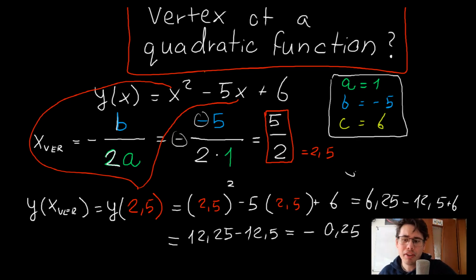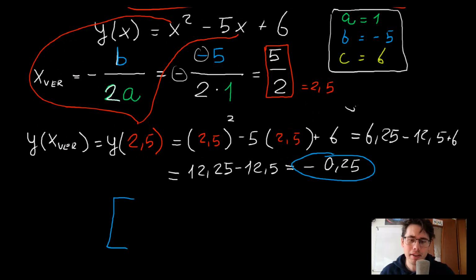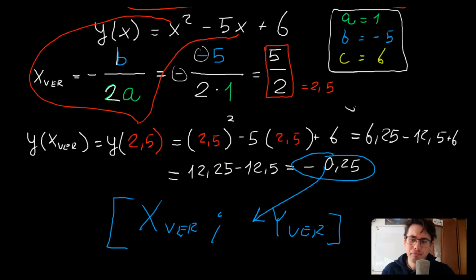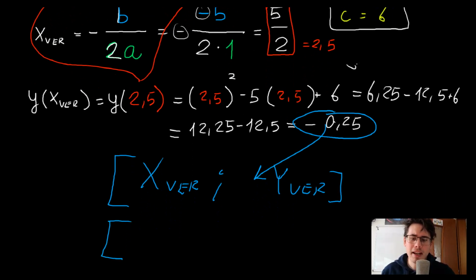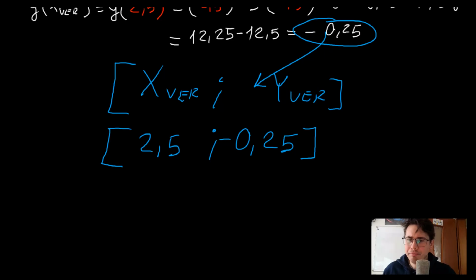So where is the vertex? This is the y value. Our vertex is located at the coordinates of the x vertex, which we just calculated, and the y vertex, which goes right here. So plugging in our numbers, our vertex is at 2.5, if I'm not going with fractions, and minus 0.25. So we can finally draw our function.